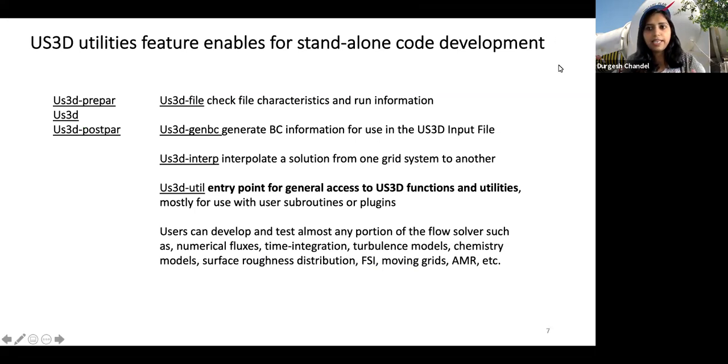Other than that, we have the main flow solver, but CFD is a field of constant improvement. There are always new models coming up. So we have these main three categories: US3D pre-bar, solver, and post-bar. Other than that, we also have features like US3D file, where you can check the file characteristics and run information as the solver is running.